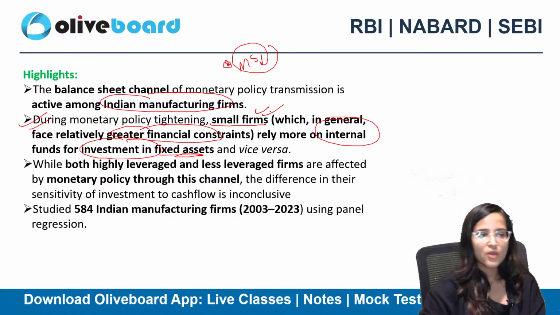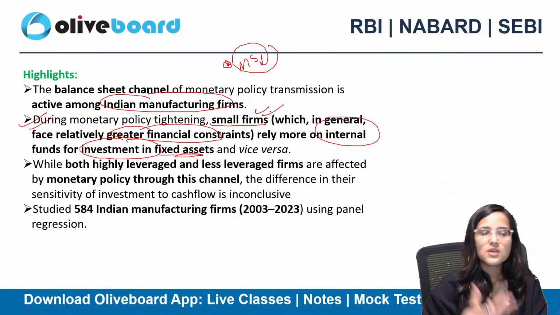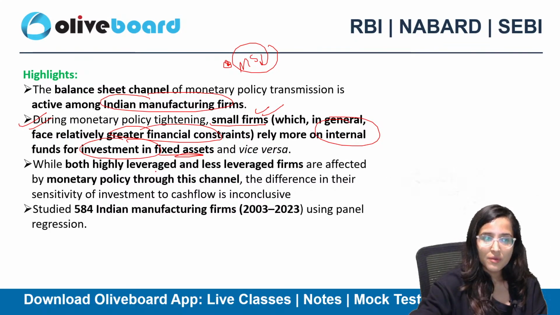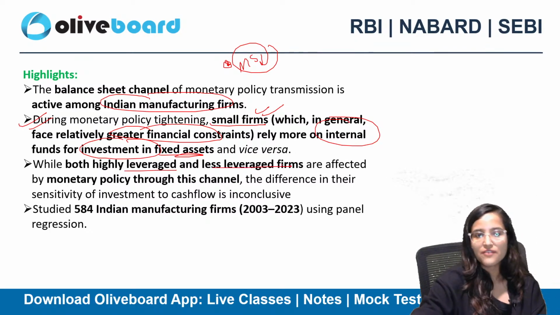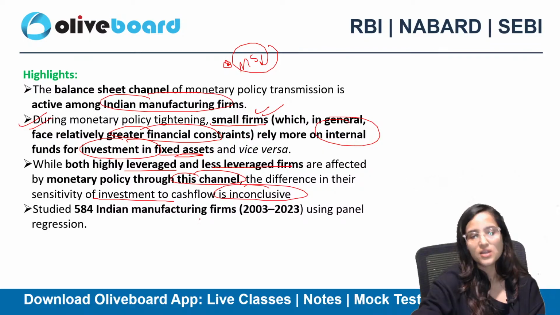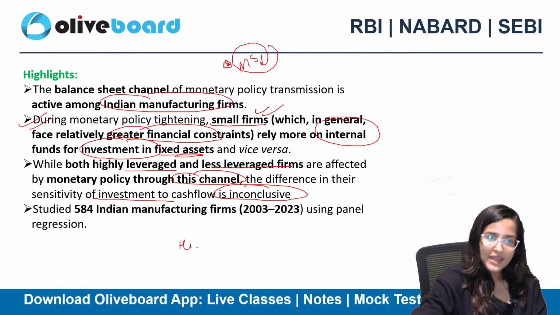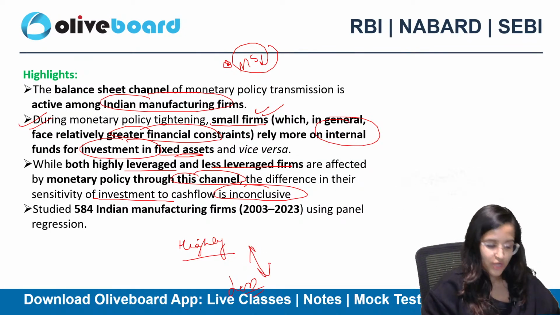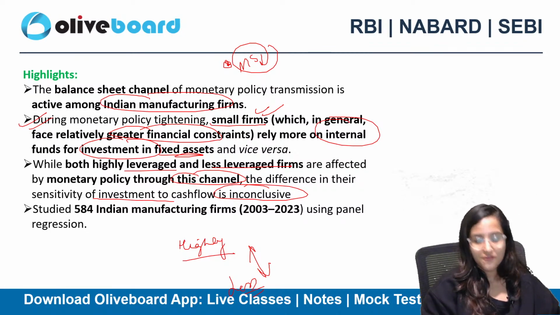They focus on their own internal money, what they can generate, because they have more financial constraints. While both these highly leveraged and less leveraged firms are affected by monetary policy through this channel, the difference in their sensitivity of investment to cash flow is inconclusive. So we're talking about highly leveraged firms and less leveraged firms basically. The difference between them, how they're utilizing their money, the difference in their investment, that is difficult to track.